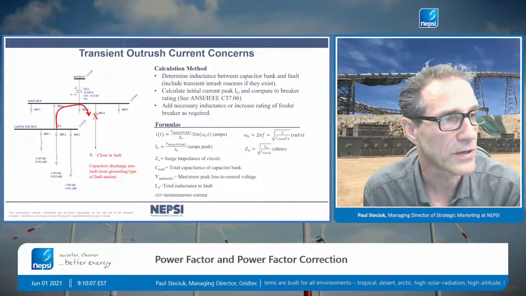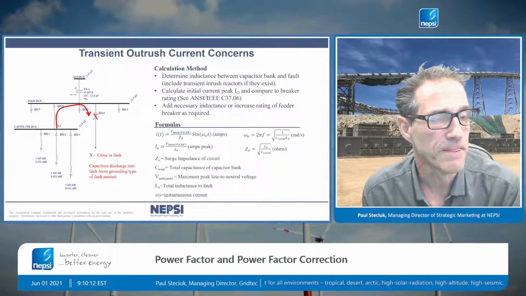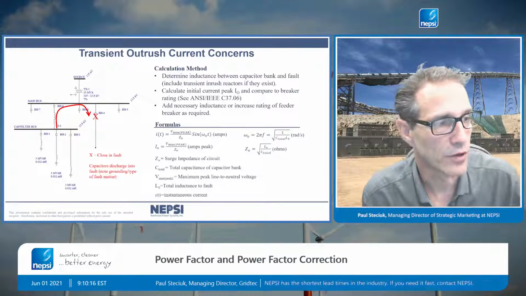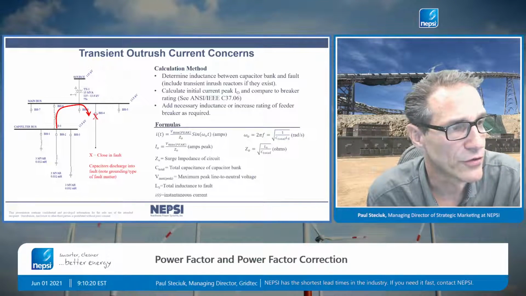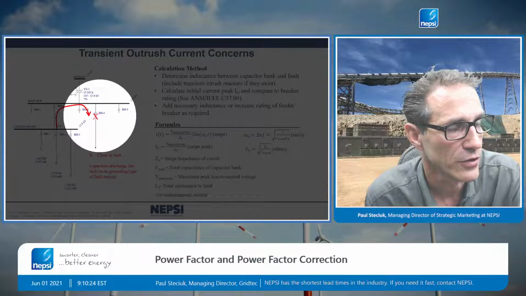They're great tools. Transient outrush is another concern that we often see, and let me walk you through what this is. In transient outrush, the concern is related to a fault that might occur here at X.